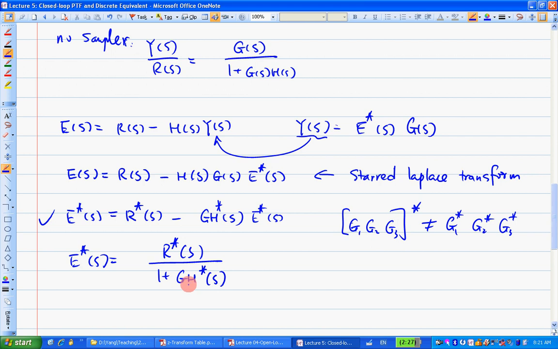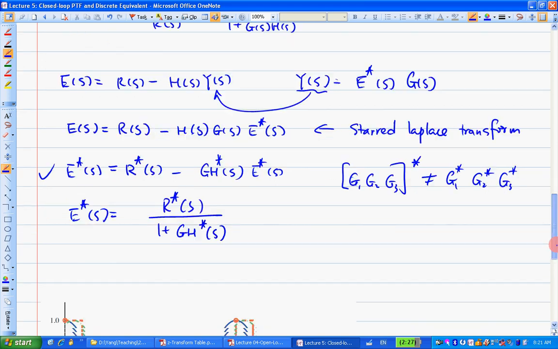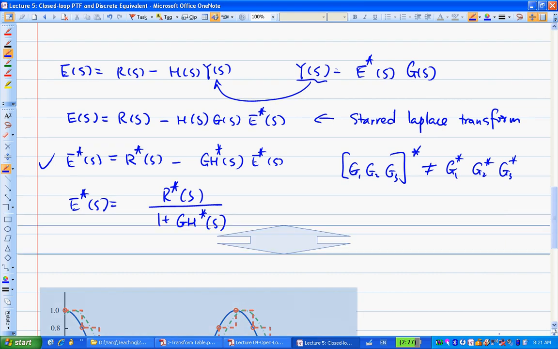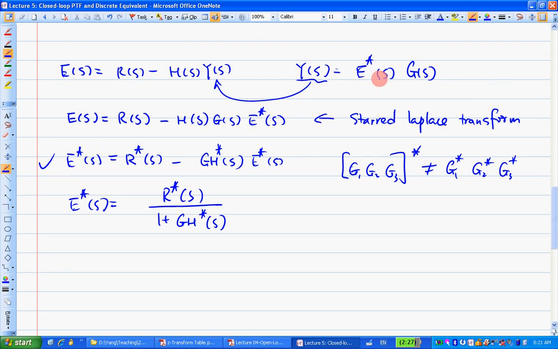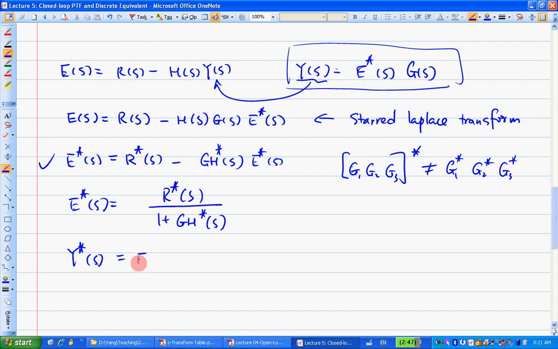Conan, you see this? Now you have this GH together, right? So now we substitute this one back to here. But before you do this substitution, for this one here you do the same thing. You can take another star Laplace transform of this expression right here. So that gives you Y star of s equals E star of s and G star of s.